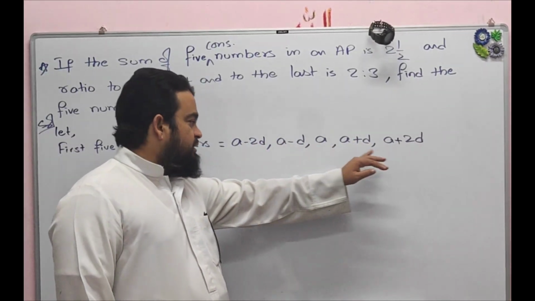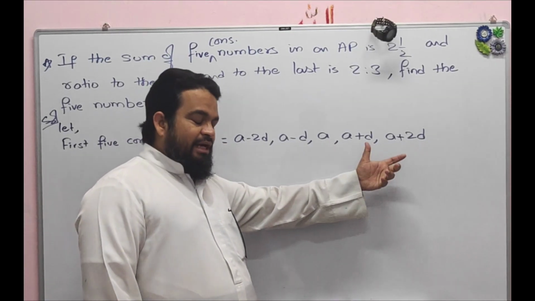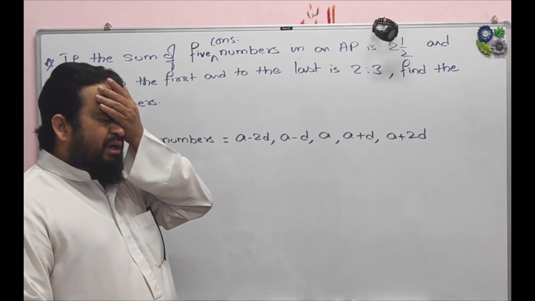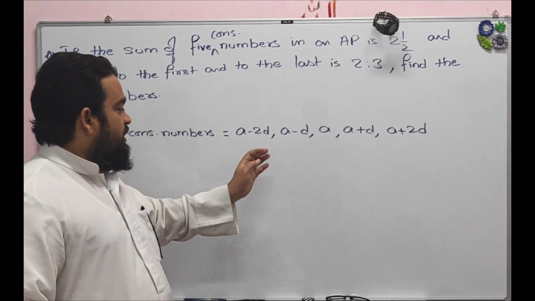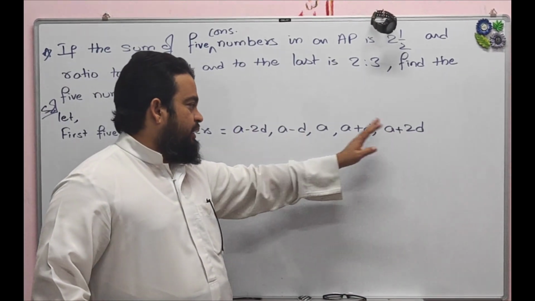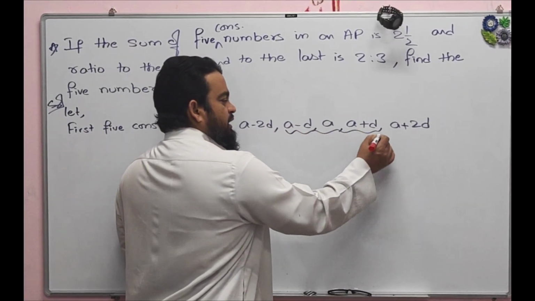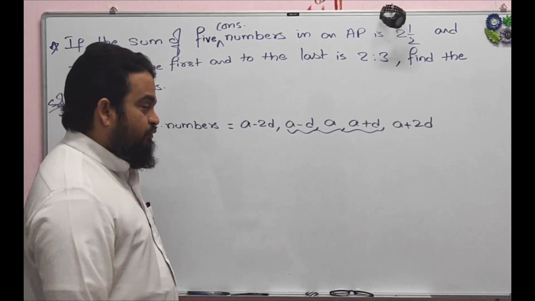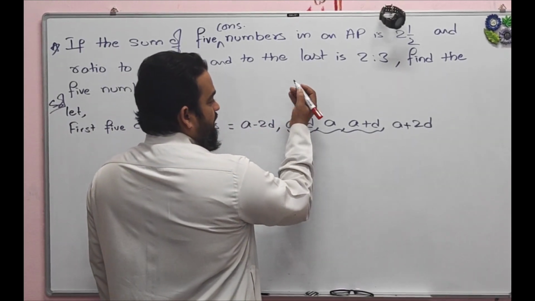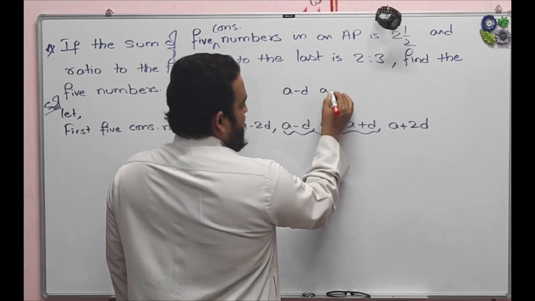Minus 2d plus 2d gets cancelled, minus d plus d gets cancelled, and you will have only a. So therefore, whenever there is a concept of sum of 5 consecutive numbers, sum of 3 consecutive numbers, what you are supposed to do? You have to take a minus 2d, a minus d, a, a plus d, a plus 2d. If 3 numbers they ask, you have to take a minus d, a, a plus d. If they tell you 4 numbers, then what will you do? So if they ask you 4 numbers, then you take a minus d, a plus d.